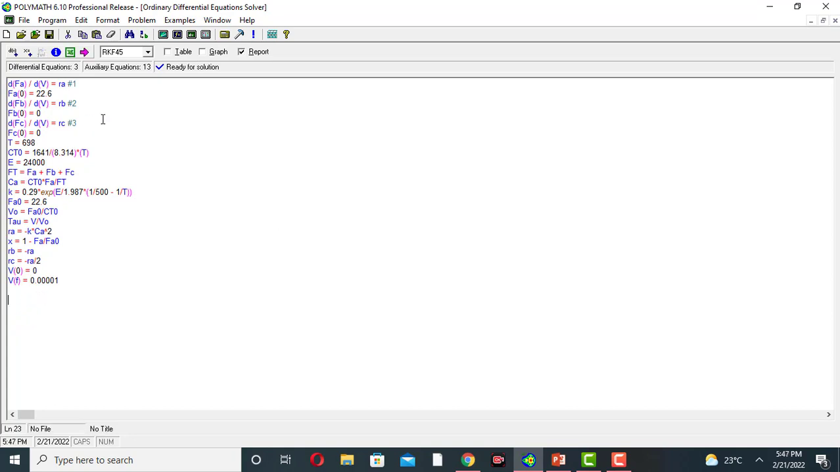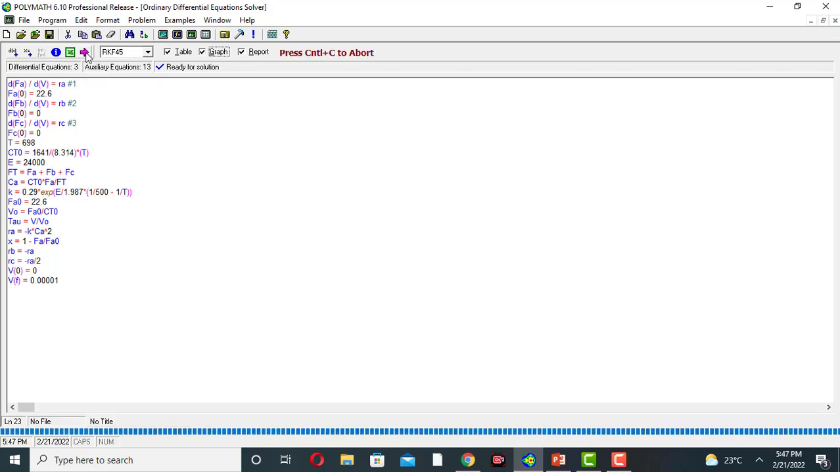Now ready for solution. You can plot the graph or table: click on table, click on report, and click on this solve arrow. It will take some time.